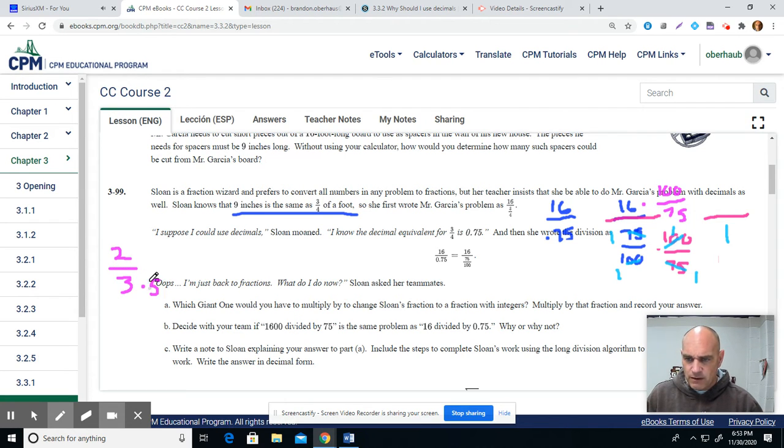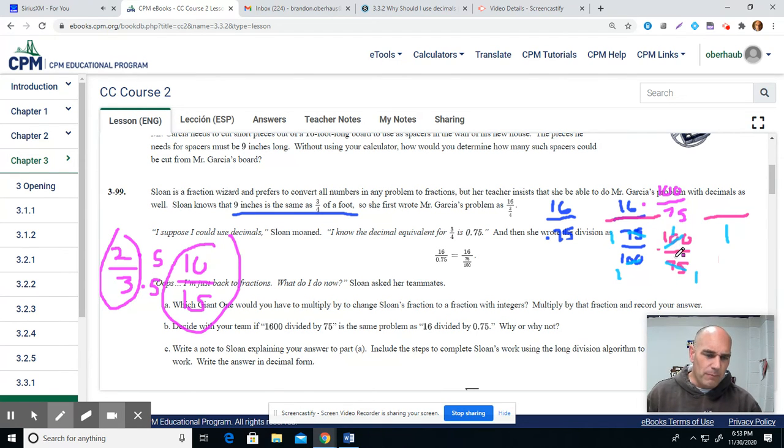If I multiply the bottom by 5, then I got to multiply the top by 5. And that way we have two fractions that are equal to each other. So 10/15 is equal to 2/3 because we multiply the top and bottom by the same thing. So we're doing the exact same thing over here. I'm multiplying the bottom by 100 over 75. I'm multiplying the top by 100 over 75.